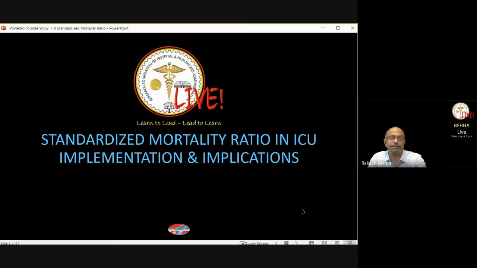So it is essentially an amalgam of these three components, and we will shortly see that this is in line with what Avedis Donabedian talked about. It's called Donabedian's triad.